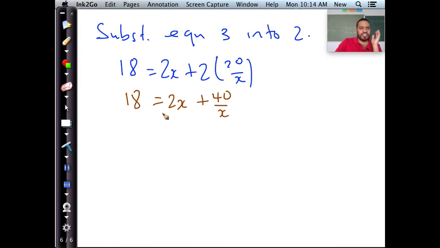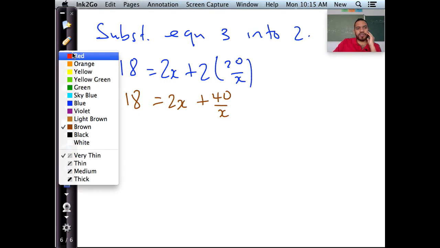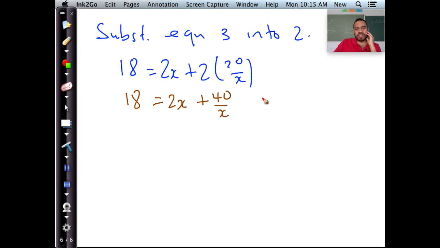Now, here's a fraction involved. The moment you see this fraction, we want to get rid of it. What do we do? Okay, so as you've pointed out, we now need to use the LCD, and the case here is the LCD is x. So we multiply everything by x, I end up with 18x is equal to 2x squared plus 40, right? There needs to be an x.